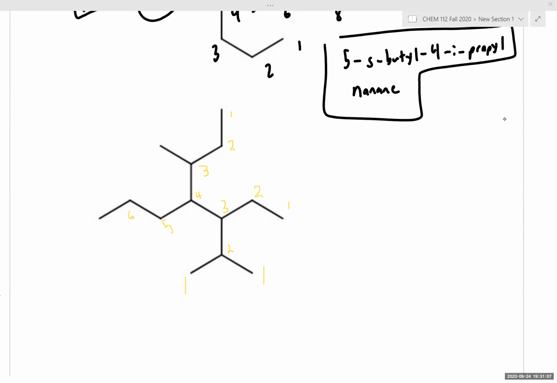You may want to put your different numbering methods in different colors. So you want the chain that has the most branches. There's a fourth branch coming from the bottom. I don't know who did that annotation, but there's a fourth branch on one of the carbon chains. So let's talk about that.